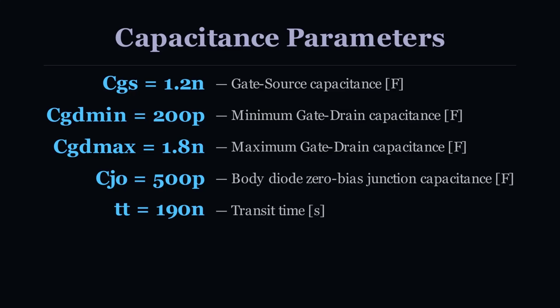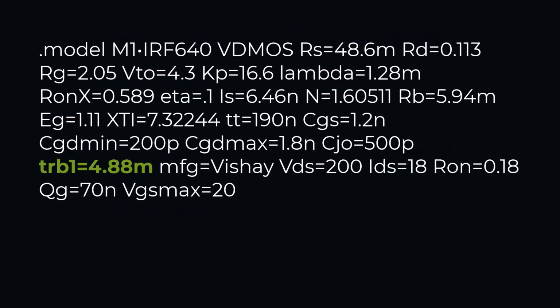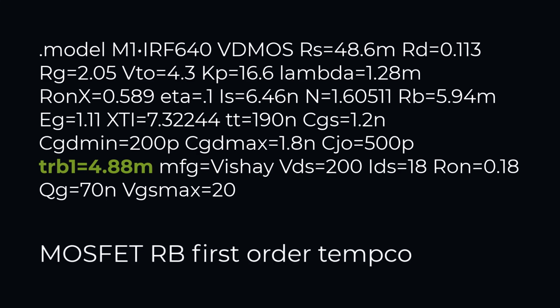Here we have TT2, that is the transit time. Transit time of the body diode determines the diffusion capacitance when forward biased. Then we have the temperature parameters like TRB1, the bulk resistance first order temperature coefficient.